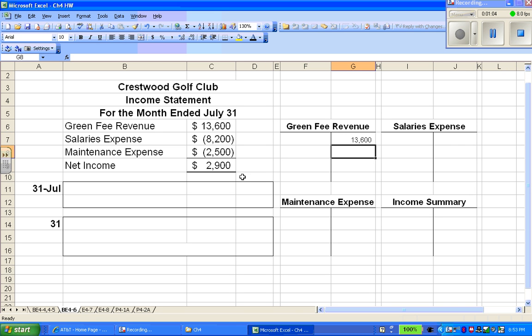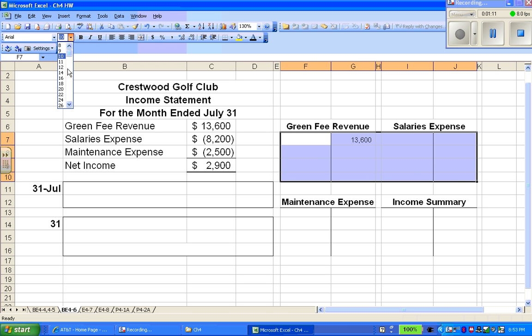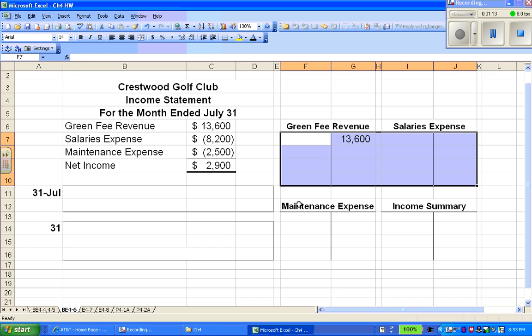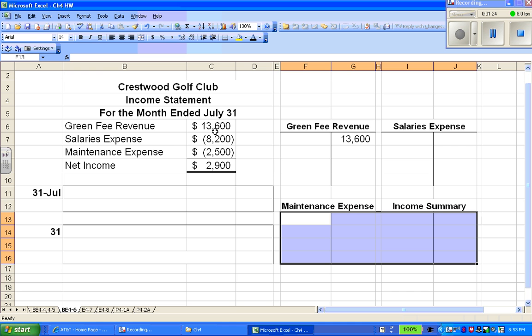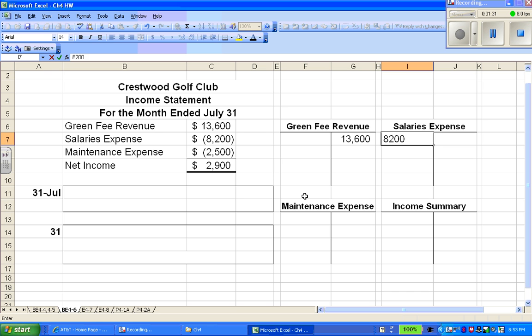This is way too small. Let me just make this bigger for you guys to see. Bump that up to 14. All right. So there's my revenue, and then let me put my expenses in. Now expenses normally have a debit balance, so I have salary expense of 8,200. So I'll put that in here. And same thing with maintenance expense, I'll put the 2,500.